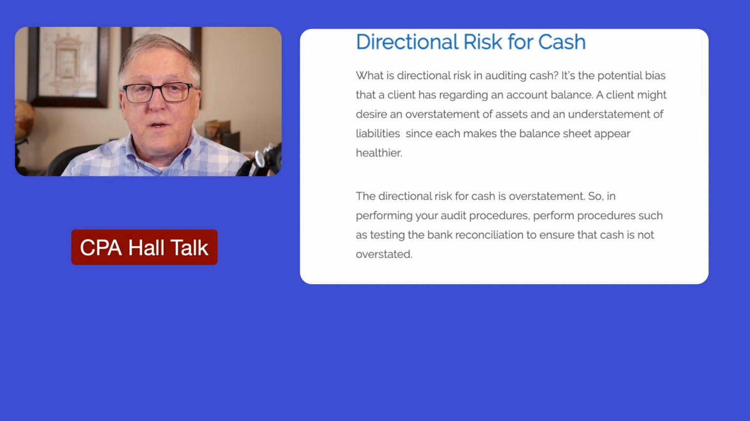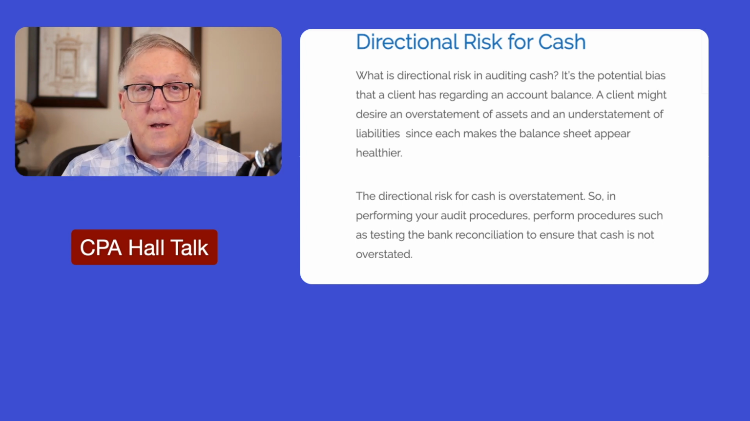And so the directional risk for cash is that it's overstated. Now we're really talking about fraud here. This is not where the client has made a mistake. It's where they're potentially inflating the balance sheet or the cash balance to make themselves look better than they really are.